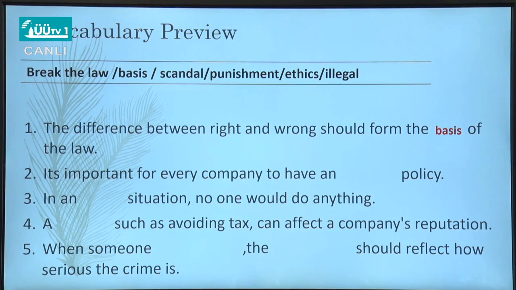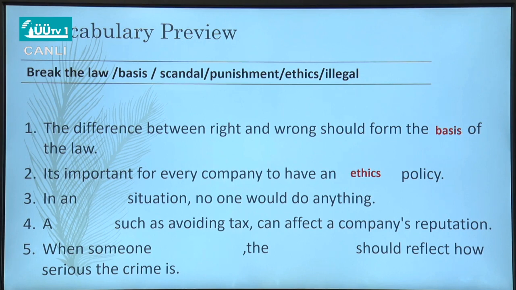It's important for every company to have an policy. Actually, maybe we could use an adjective here, or actually I believe we have to use an adjective because it has the noun here, policy. So maybe let's look for an adjective or a noun. It could be, it's important for every company to have an ethics policy. It means some moral principles policy that everyone should respect in order to work in a good environment in the company. Okay? Moving on now to the third one.